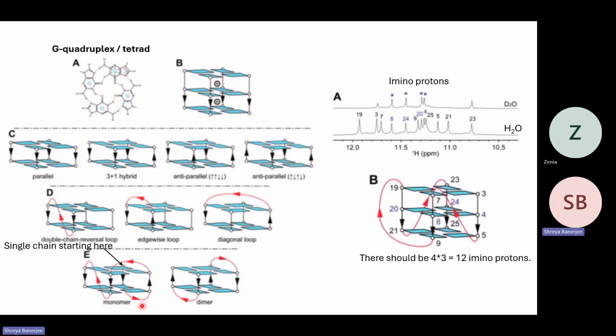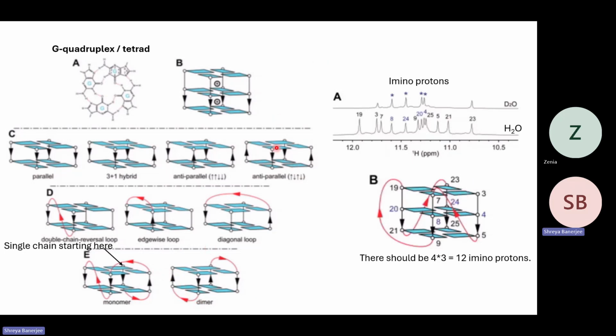The entire thing can be a monomer. So you start from here, there is an edgewise loop. Then you come here, another edgewise loop, and then you come here, there is a double chain reversal loop. So the entire association is formed from a single strand. Or it can be a dimer like this, where there are 2 edgewise loops, and so there is a dimer structure forming the entire quadruplex.